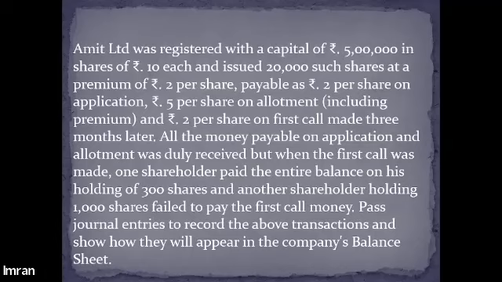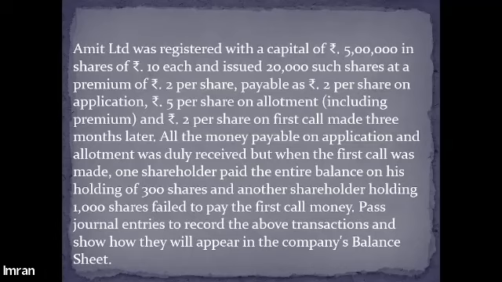Even though the final call is not yet made, he paid for the final call, you can say, on an advance basis. Can we say that? He was just asked for the first call, but along with it he also paid for the final call. Since the question says he paid the entire balance, that means he must have paid the final call as well for 300 shares. Is that point clear? Yes, sir.